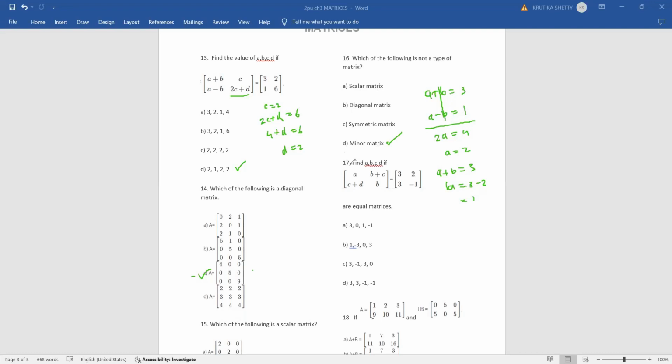And question number 17, you all take it for homework. Solve it for homework. It is the same as question number 13 that we have done. So try to solve question number 17 for homework. Just write down the question and solve it after the class, or take a screenshot of this so you'll get the question.